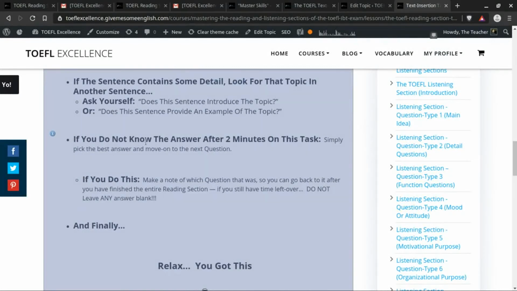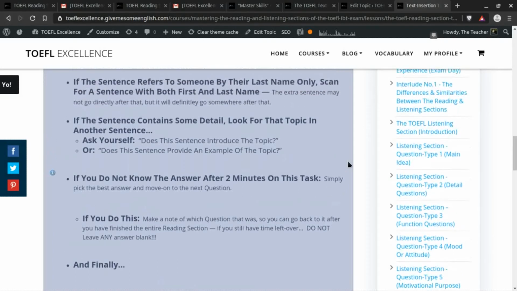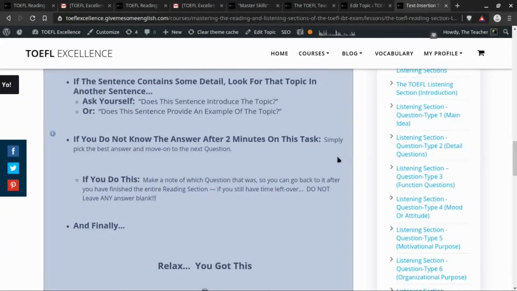If you do not have the answer after 2 minutes working on this task, simply pick one. Pick whichever you think is the best one, and move on, because really you don't want to spend more than this. Now, this is one of the tasks which will probably require more than the 1 minute mark that I use for a lot of the question types. But if you spend more than 2 minutes on this and you still don't know, just pick whichever one you think is the best possible answer and move on.